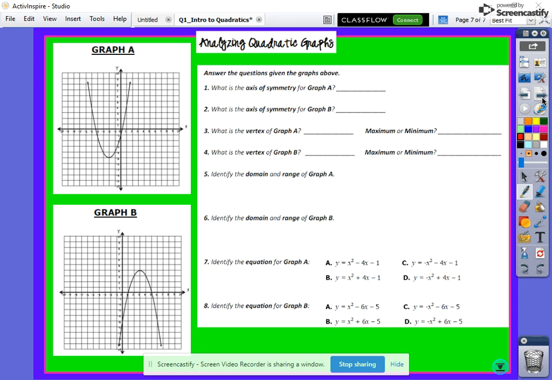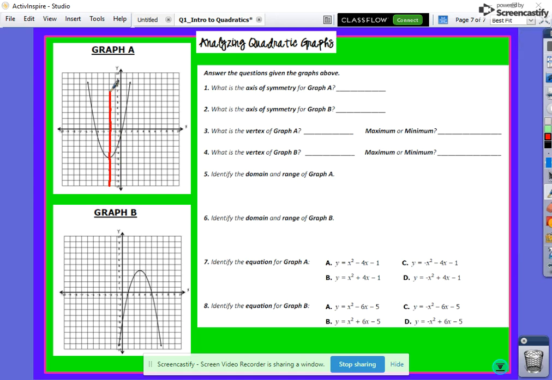To find the axis of symmetry for graph A, find the vertical x value that separates the parabola into two congruent segments. This red line is your axis of symmetry, which is located at -2. We'll do the same thing for graph B.